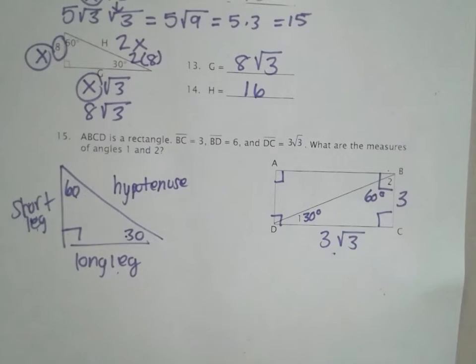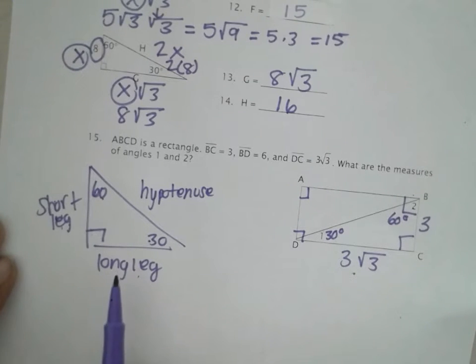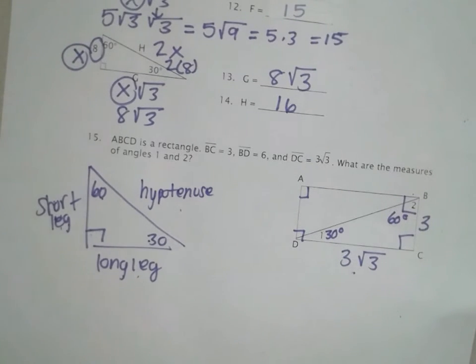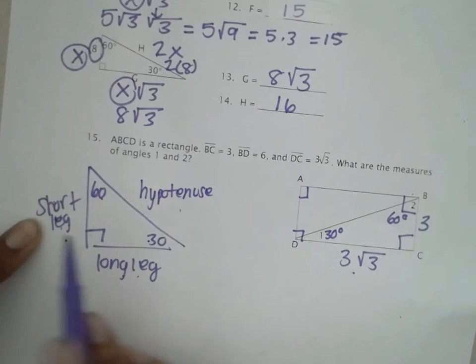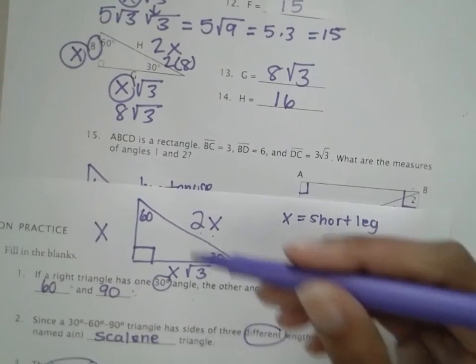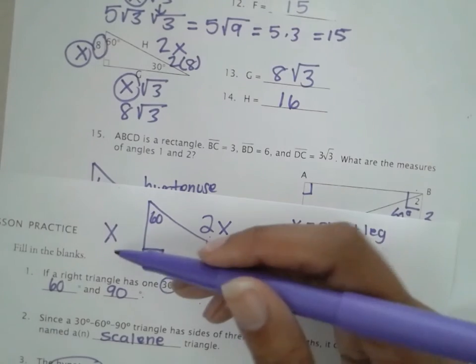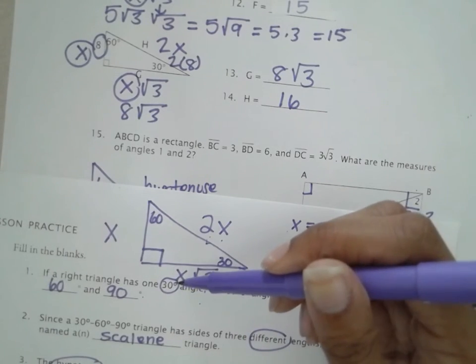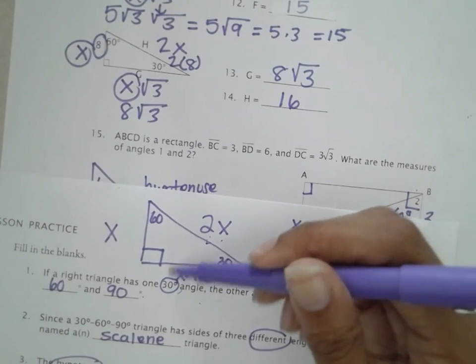All right, so just remember, short leg, long leg, hypotenuse. There's a relationship between them. When you have your short leg, you know the hypotenuse is 2 times your short leg. 2 times the short leg. When you have the long leg, it is always what the short leg is, times square root of 3.